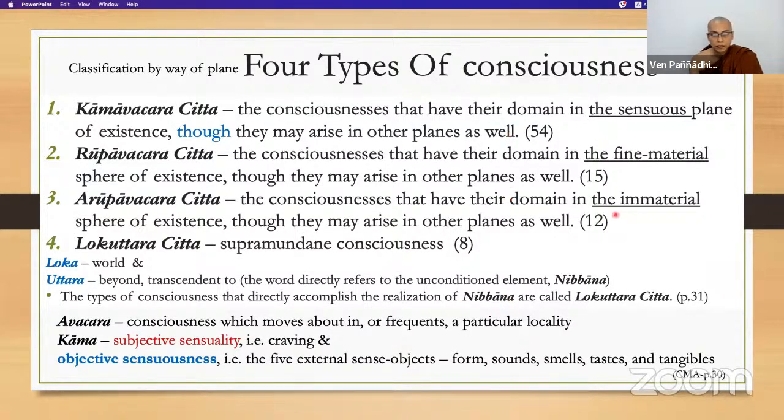Okay, now we can get the specific classification here. 54 Kama Vachara Citta, 15 Rupa Vachara Citta, 12 Arupa Vachara Citta, and 8 Lokuttara Citta, altogether 89 consciousness. Another usage here: the fine material sphere Rupa Vachara Citta 15 and Arupa Vachara Citta 12, 27 consciousness. All these consciousness are jhana. We will learn what is jhana and how we can practice to attain the jhana. And all these 27, you can take a note here, Rupa Vachara and Arupa Vachara, are collectively called jhana citta. The jhana citta, and another usage we will bring later.